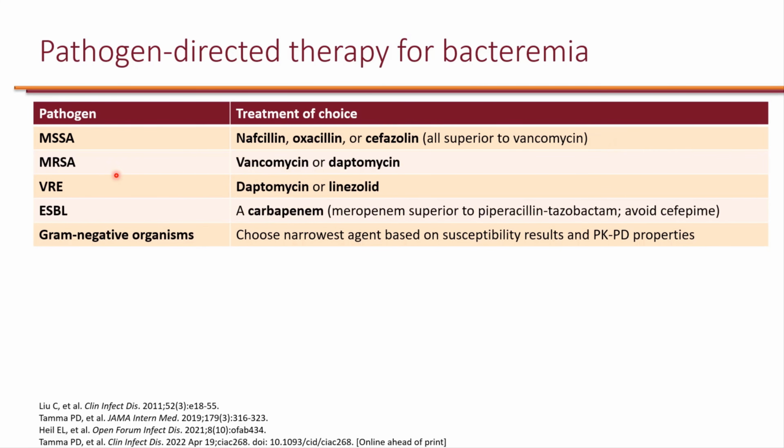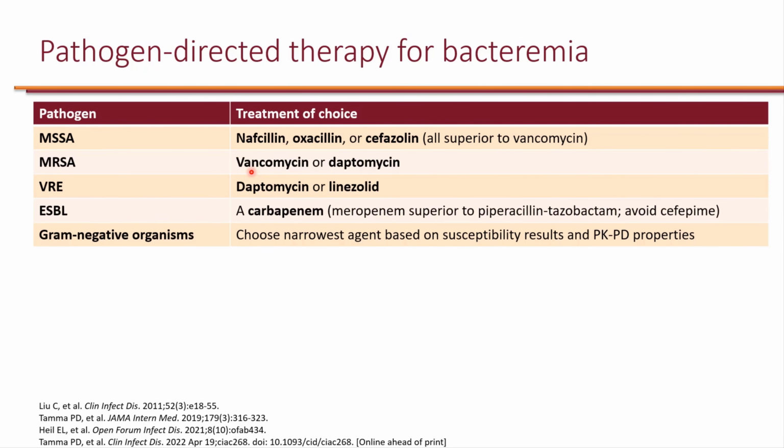For MRSA bacteremia, drug of choice is vancomycin or daptomycin. Vancomycin is historically more affordable than daptomycin, so people most often use vancomycin. Now that is based on direct cost of acquisition when you compare vancomycin to daptomycin.